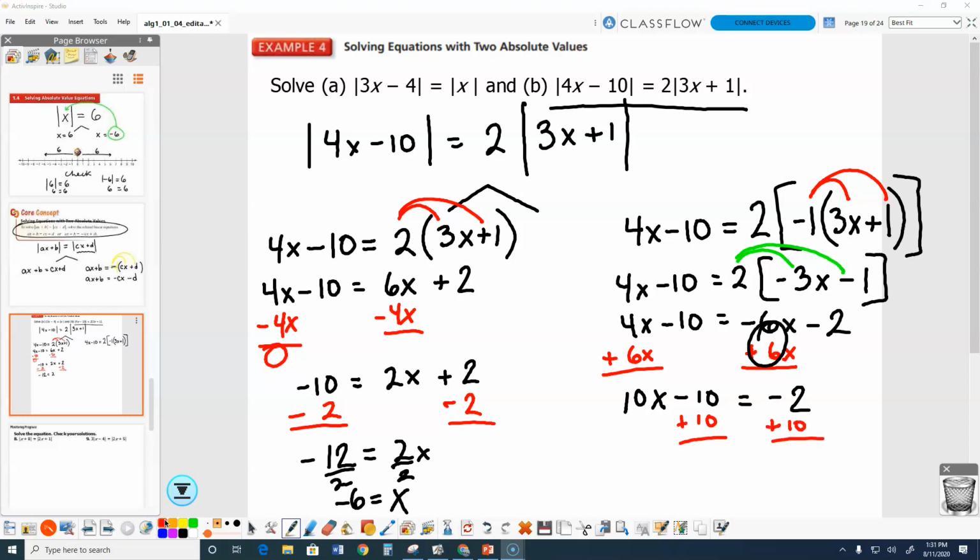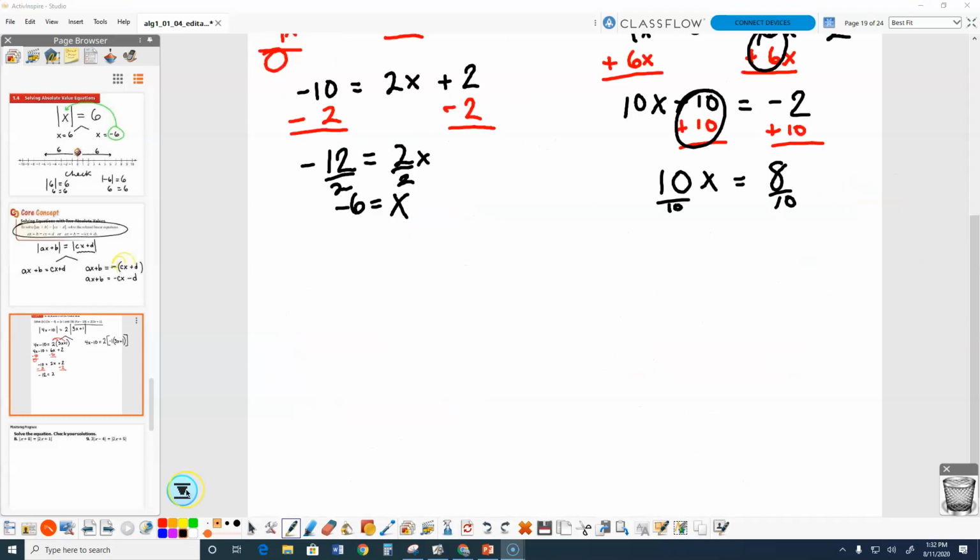And this becomes 0, so I'll have 10x is equal to 8. Divide by 10 on both sides. Divide by 10, divide by 10. I need some more space. Divide by 10 on both sides, and I get x is equal to 8 divided by 10, which is 8 tenths.